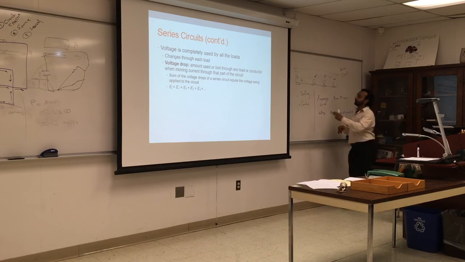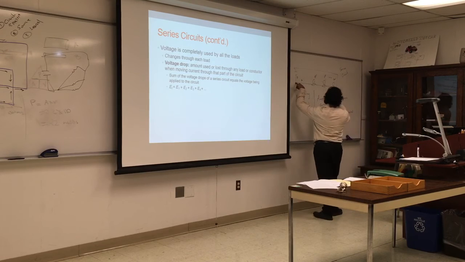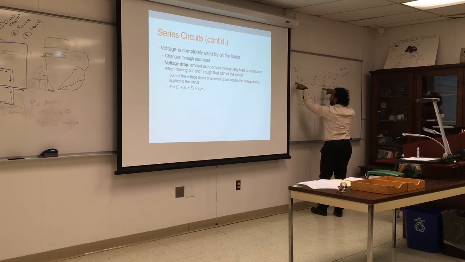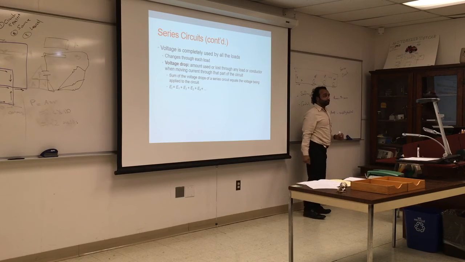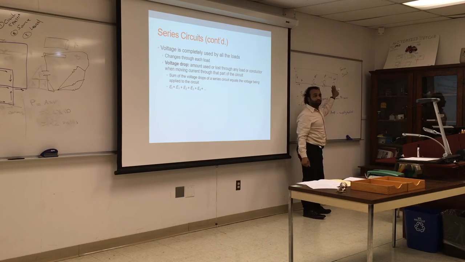So at the end, if you put your voltmeter here and you measure the voltage here, it's going to be 120. You go in here, leave it in there. The voltage drop between those two is going to be 100. If you go to here, it's going to be 0. By the end of the last load, it's going to be 0. So that is what happens to the voltage: it drops.